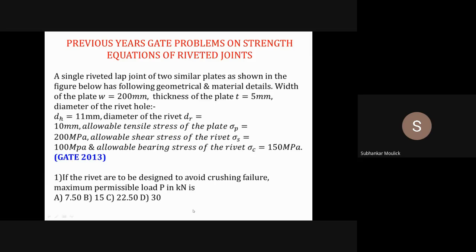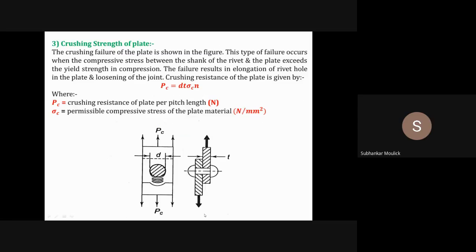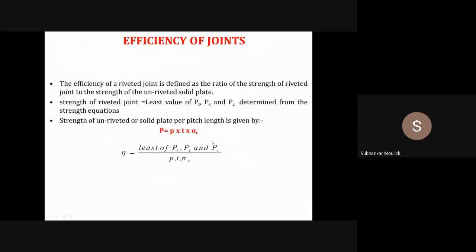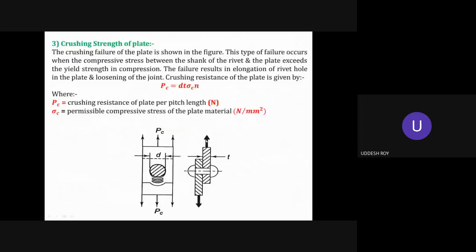Since the rivet is to be designed to avoid crushing failure, we have to use the crushing equation. That is, P equal to D into T into sigma C into N. Sigma C is given in the problem. T is given in the problem. N will be equal to 1 because I think we have used only one rivet. And tell me the value of D.